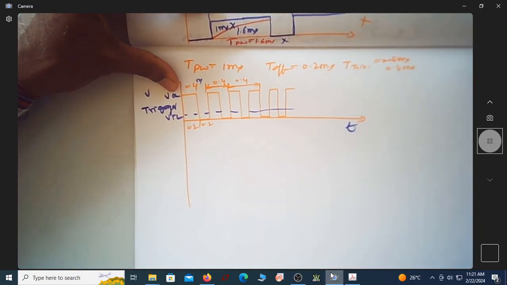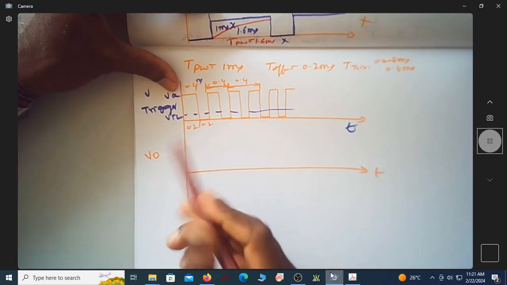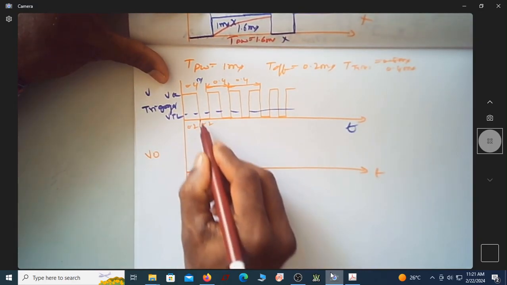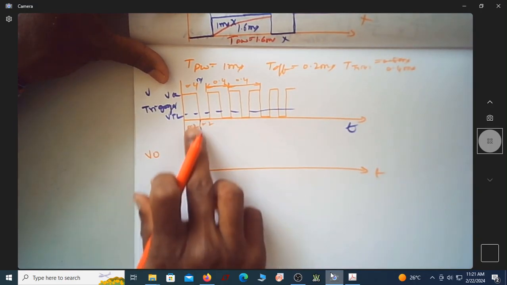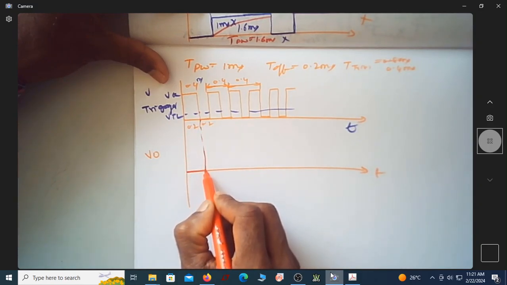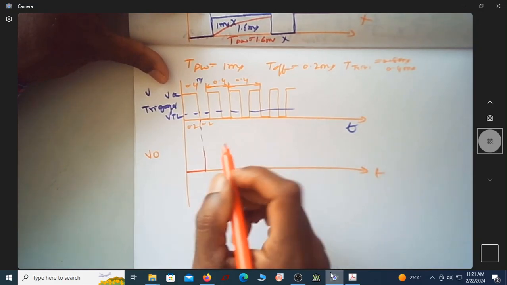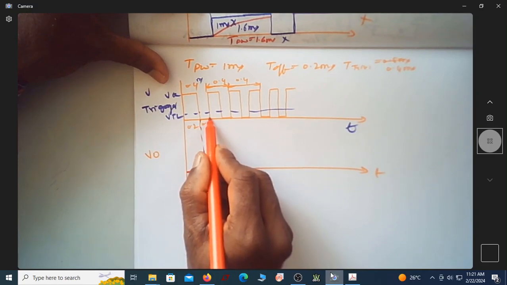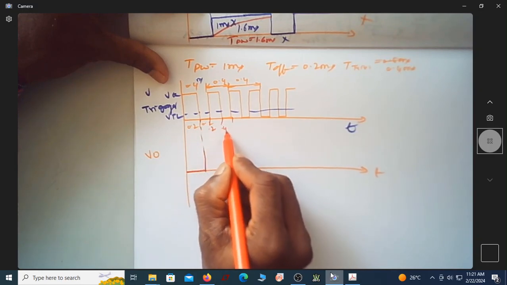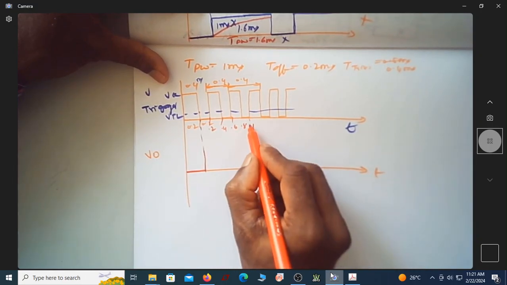Now let us see how the output looks like. This is V0. Since you don't have any valid trigger signal here, till your input goes less than VTL, the output is 0. Now, since it has gone less than VTL, the output goes high, and it should remain high for what time? Till 1 millisecond. Can you see this is 0.2, 0.2, 0.2? From here it is 0.2, 0.4, 0.6, 0.8, and this is 1. So here it is 1 millisecond.